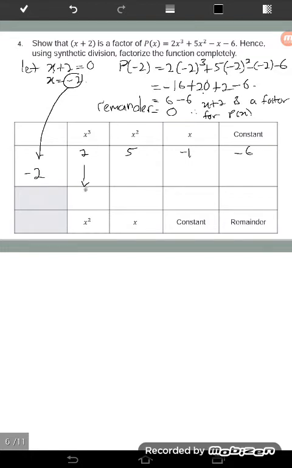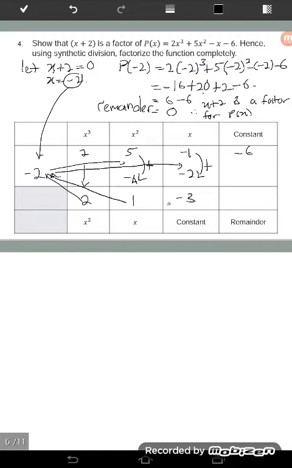Okay, so bring down 2, times negative 2, so you will have here negative 4. Then 5 plus negative 4, which is 1, and then 1 times negative 2, put here, becomes negative 2, and negative 1 plus negative 2, which is negative 3. And then negative 3 times negative 2, put at the end, which is positive 6. Okay, so negative 6 plus 6 becomes 0.